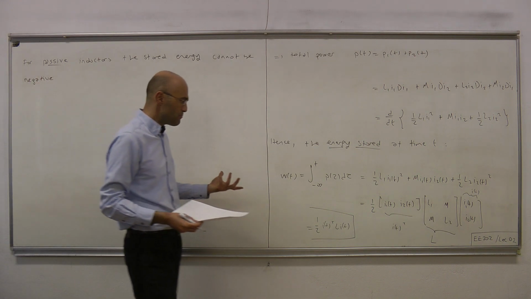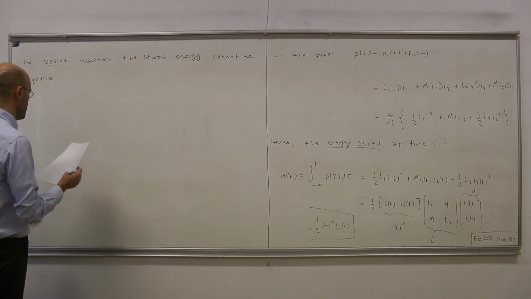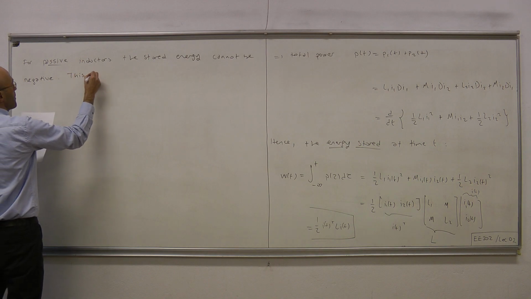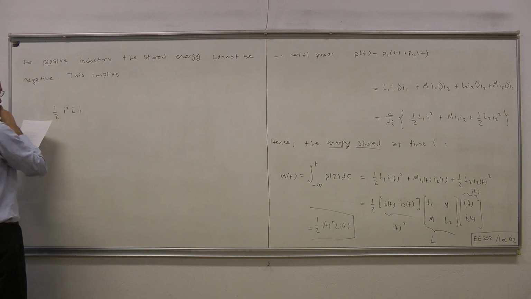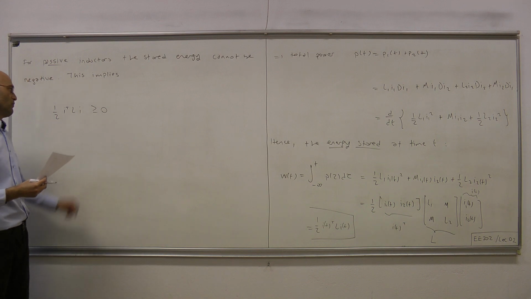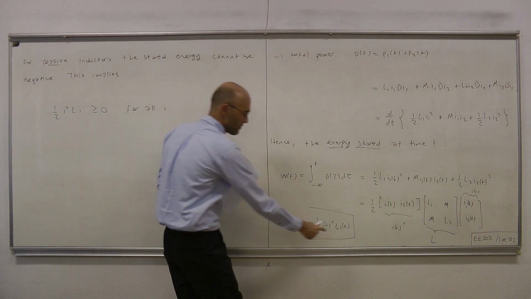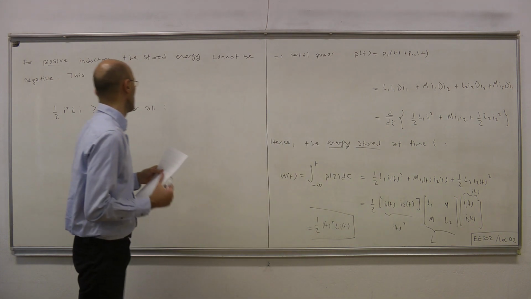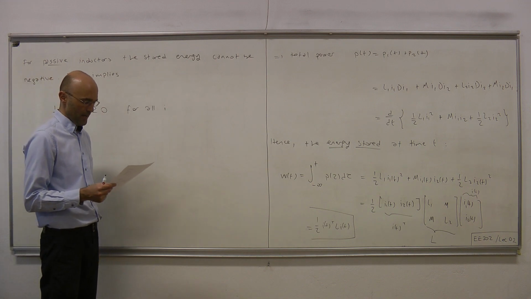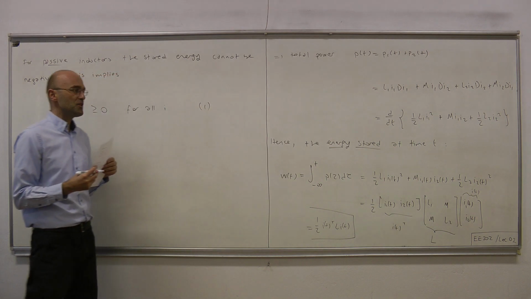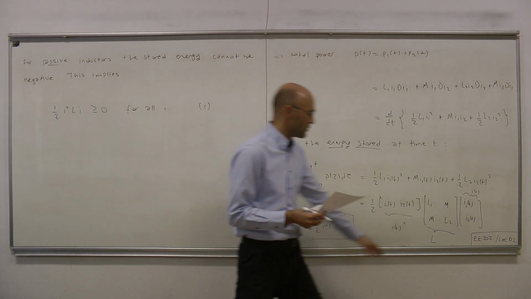And since, in principle, we can choose whatever current we want to pass through the inductors, that would mean one half I transpose L I is never negative, always non-negative for all I, where I is the current vector. For all vectors, this expression, which is a scalar, is never negative. Now, if this is the case, note that I is our variable here, and this matrix L is fixed, it's constant, it's our inductance matrix.